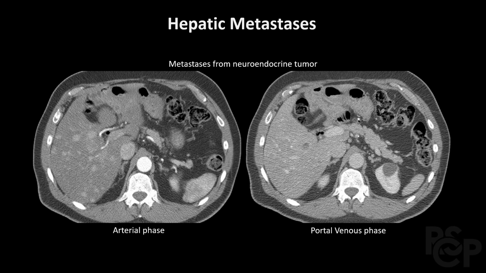A small subset of metastases demonstrate avid arterial phase enhancement. In this patient with a neuroendocrine tumor, note how much easier it is to see numerous enhancing lesions on the arterial phase when compared to the portal venous phase.